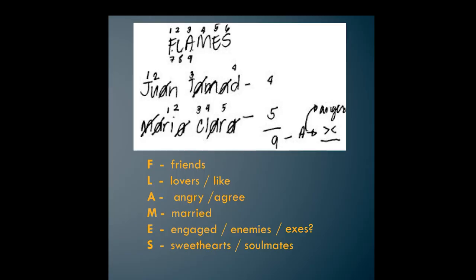Where we associate a certain number with F, L, A, M, E, and S. Okay? So that if you hit the number 1, this would represent F, and then you'd look for a meaning for F. If you get the number 2, then it would be L, and so on, so that when you get to the number 6, you assign the letter S or the relation that S represents. And when you go to 7, 8, 9, then correspondingly, you'd go back to F, L, and A.